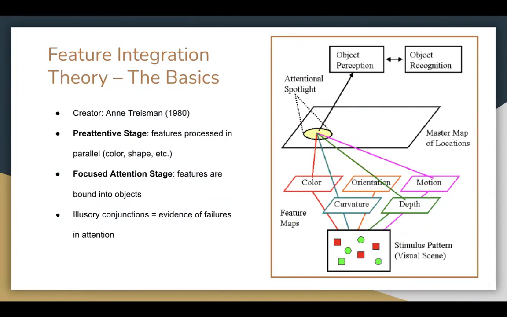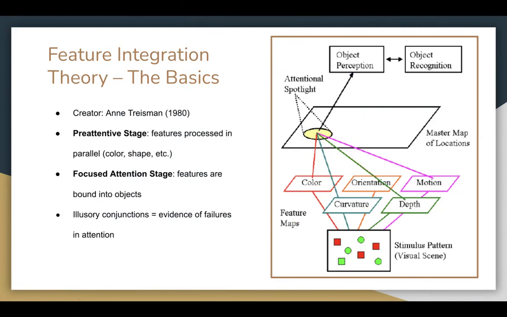Feature integration theory, or FIT, was introduced by Anne Treisman in 1980 to explain how we combine basic visual features into complete objects. Take a look at the diagram on the right. At the bottom, we start with a stimulus pattern, a visual scene made up of different shapes and colors. These raw features are picked up by our brain in what's called the pre-attentive stage, shown in the middle as separate feature maps, one for color, one for orientation, motion, depth, and so on. This stage happens automatically and in parallel, meaning we process all of these features instantly without needing to focus.